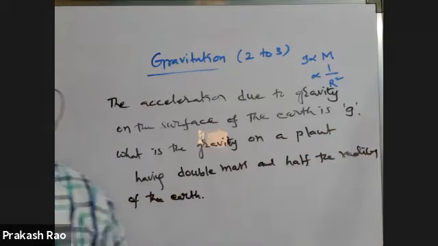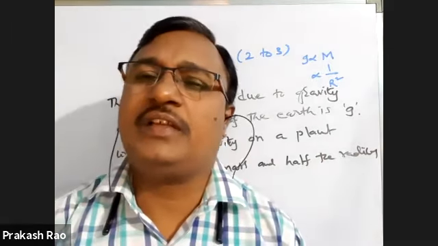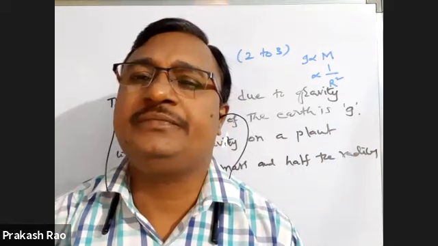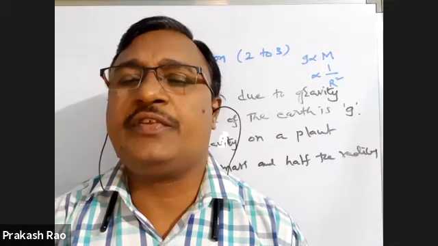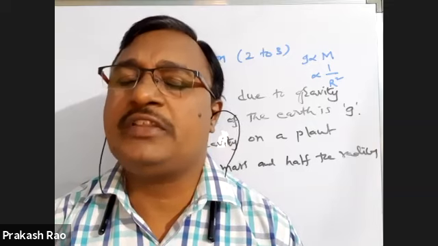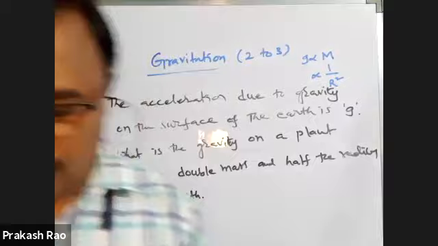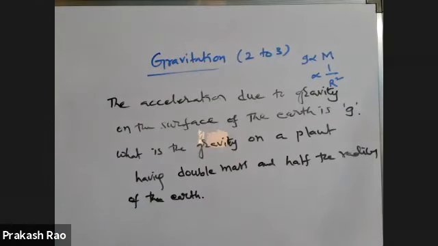This is our question, my dear students. The acceleration due to gravity on the surface of the earth is small g. What is the acceleration due to gravity on a planet whose mass is double that of the earth and whose radius is half that of the earth? Now we solve this problem.